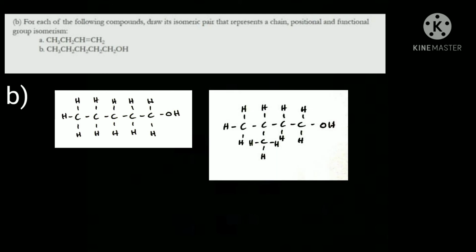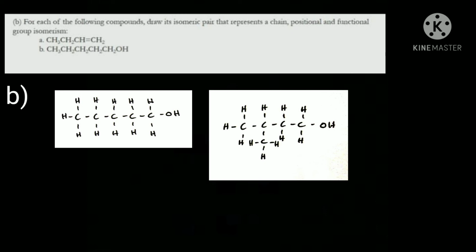First isomer, we can draw a branch of CH3 at the second carbon while the functional group, which is OH, remains at the first carbon just like in the question. And this isomer, we call them as 2-methylbutan-1-ol.